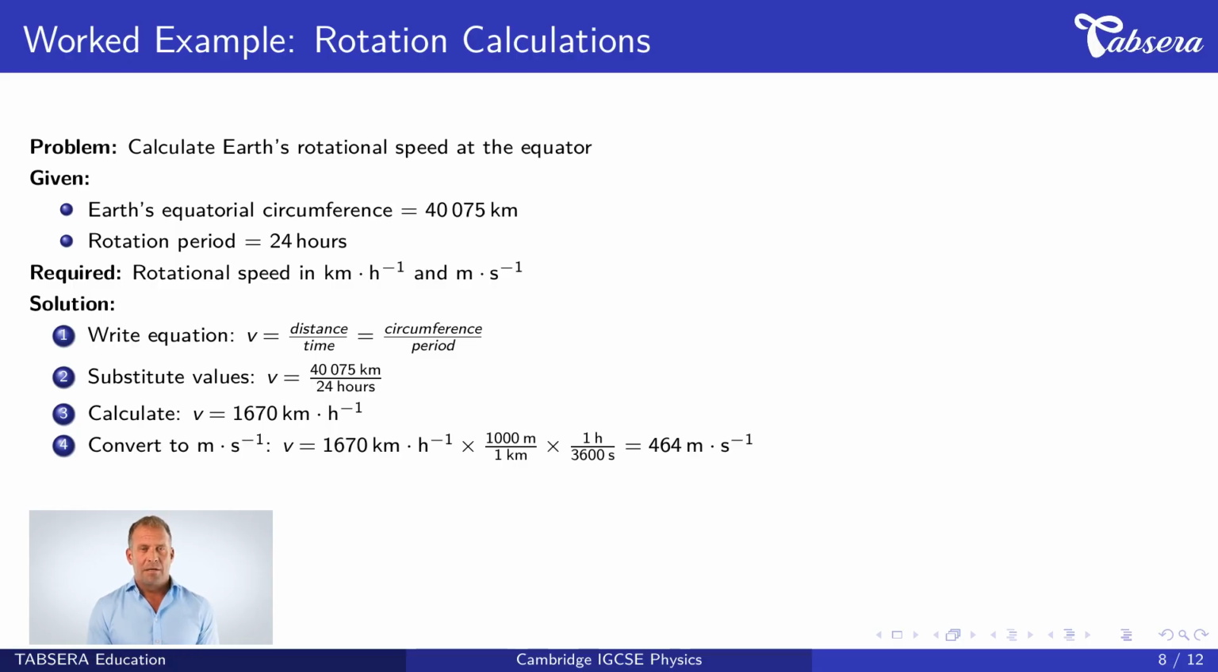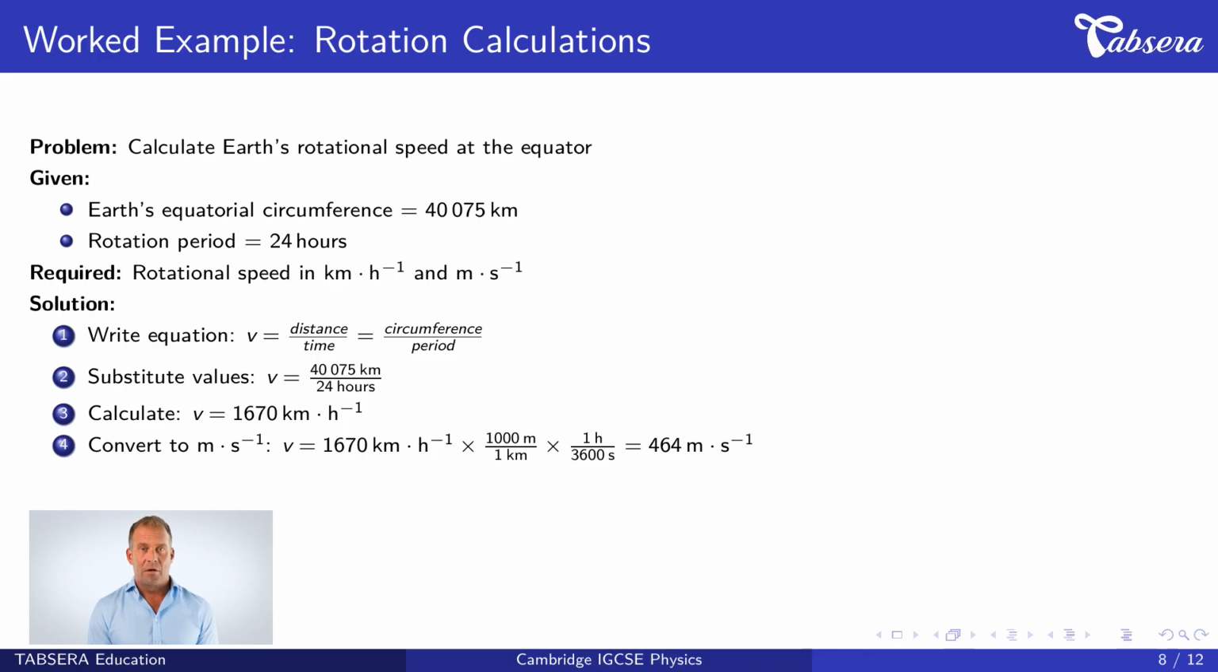Let's work through a calculation example. The problem asks us to calculate Earth's rotational speed at the equator. We are given Earth's equatorial circumference as 40,075 kilometers and the rotation period as 24 hours. We need to find the rotational speed in kilometers per hour and meters per second.